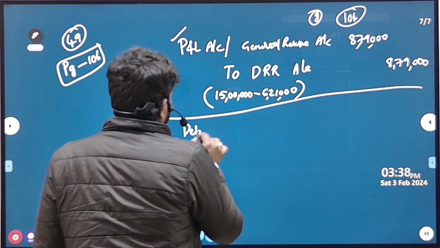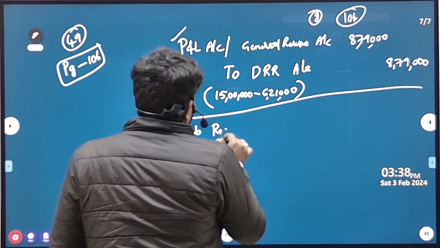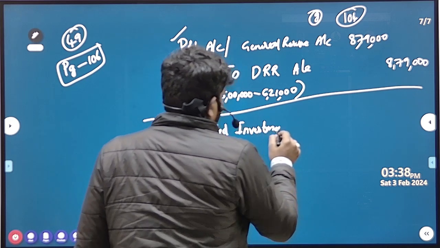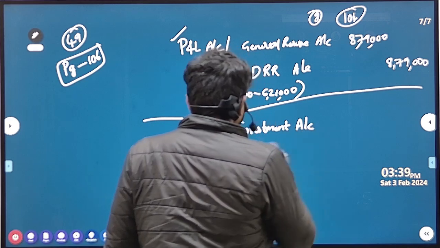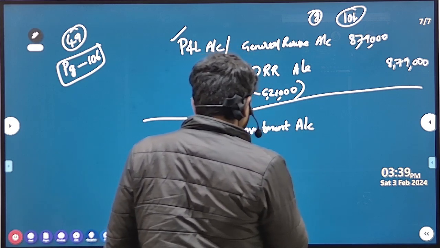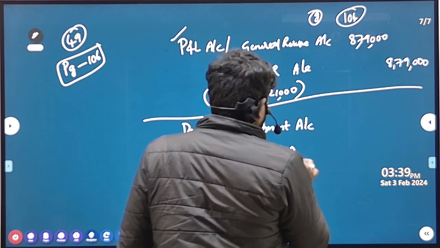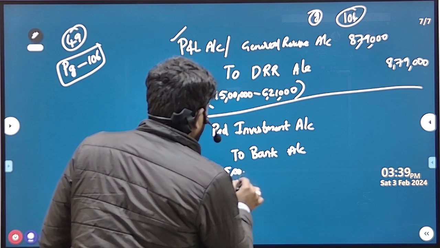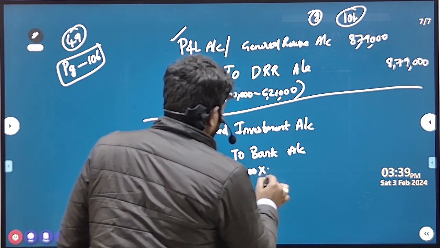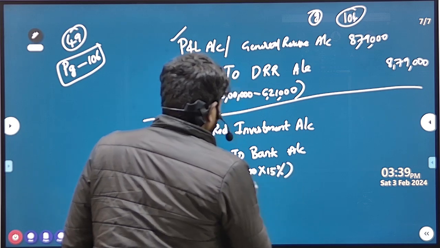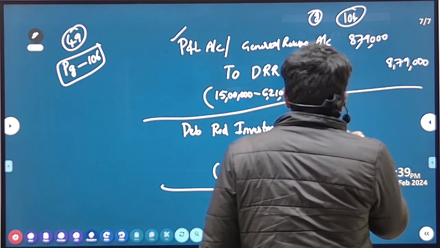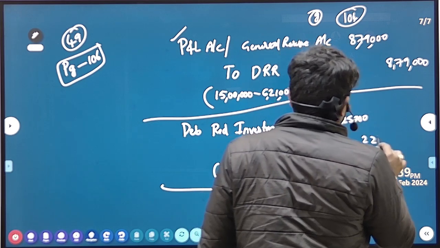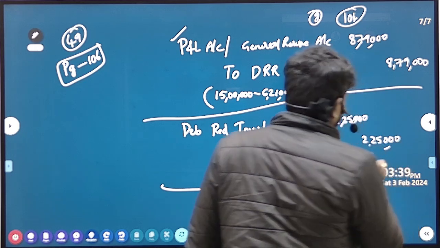Debenture redemption investment account debit to bank account. How much? 15 lakhs into 15%, which comes to 2,25,000. Clear?